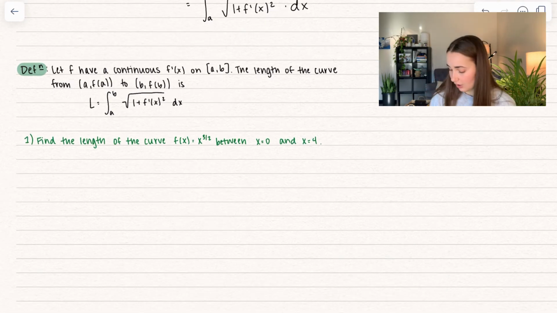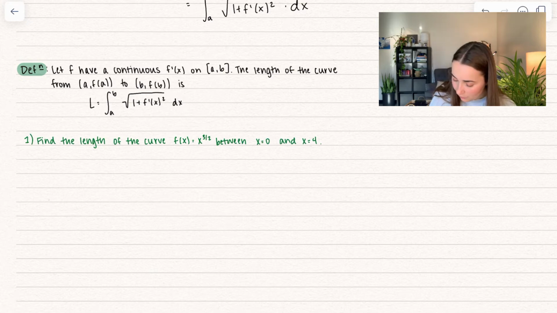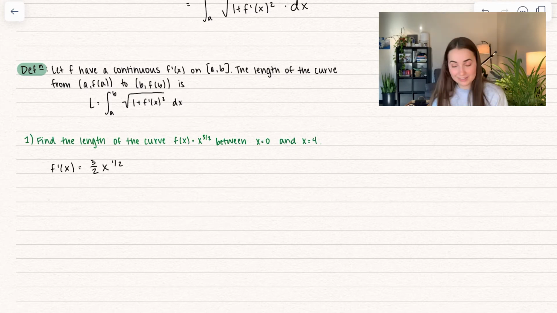We have that the length of a curve that's equal to x to the power of 3 halves, and we're finding the arc length between 0 and 4. So first, what we need to do is find the first derivative. We're going to bring down the power, so 3 halves x to the power of 1 half. Now we're going to go ahead and plug everything into our formula.